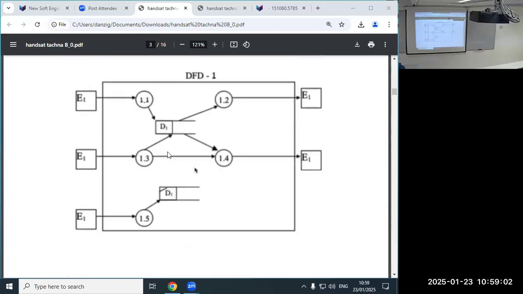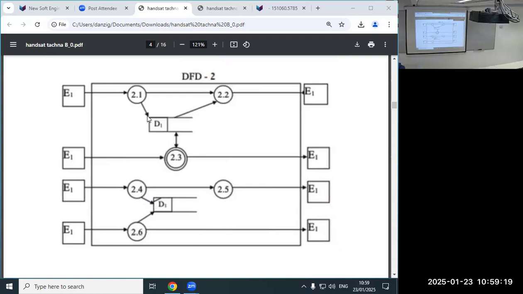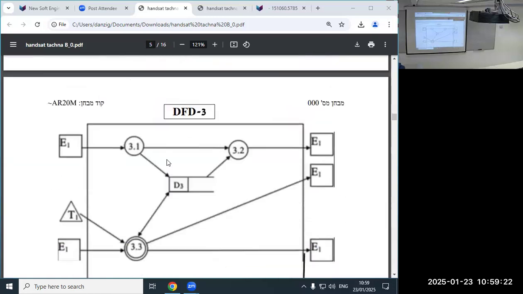We can call them, there's multiple names for them. These are all simple processes. You can also call them, well, there are other names for them. What are the other names? Simple is the best. Yeah, okay. More DFDs.